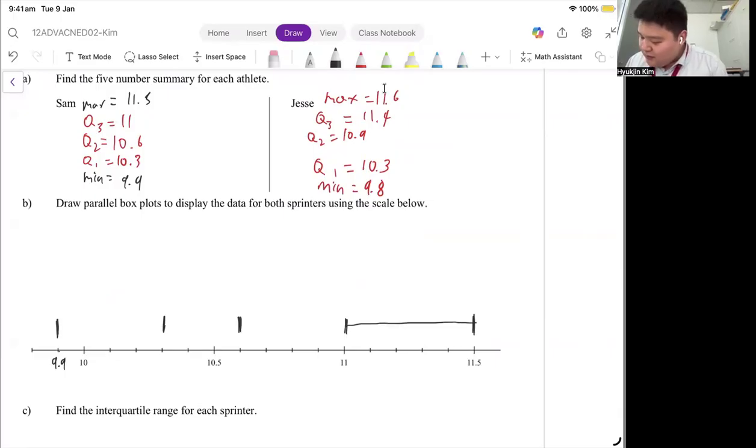Meow, meow, meow, meow. Please use a ruler when you're doing this, okay?